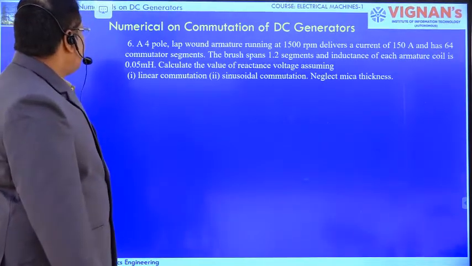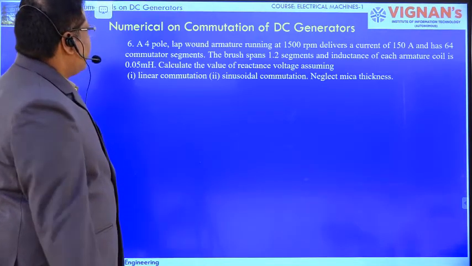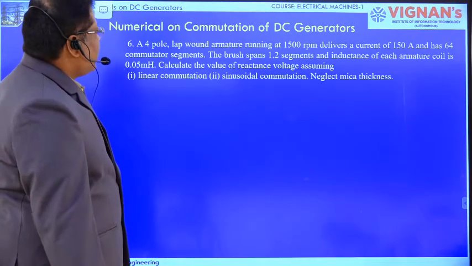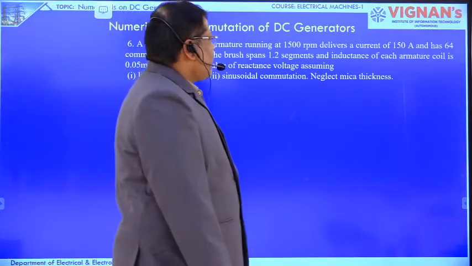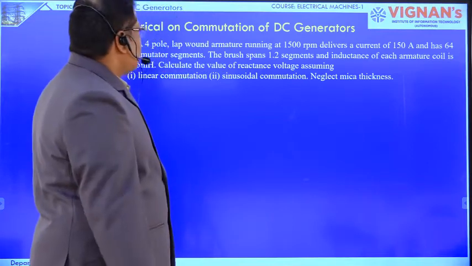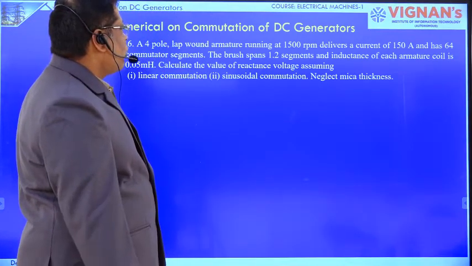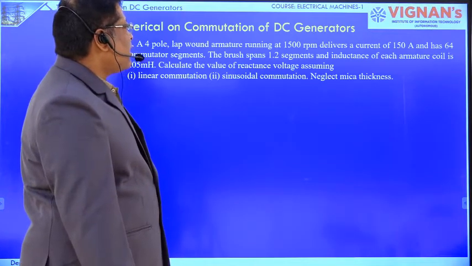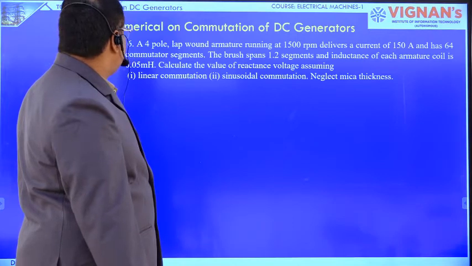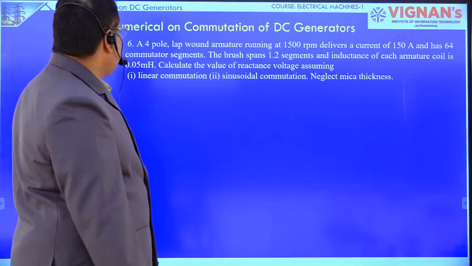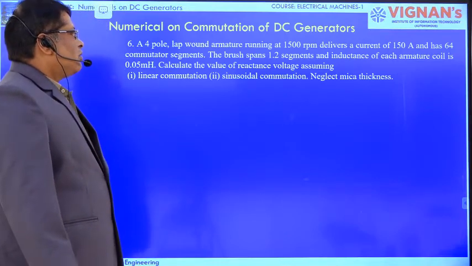Now we are going to see the last problem. A 4-pole lap wound armature running at 1500 rpm delivers a current of 150 amperes, has 64 commutator segments. The brush span is 1.2 segments and the inductance of each armature coil is 0.05 millihenries. Calculate the value of reactance voltage.